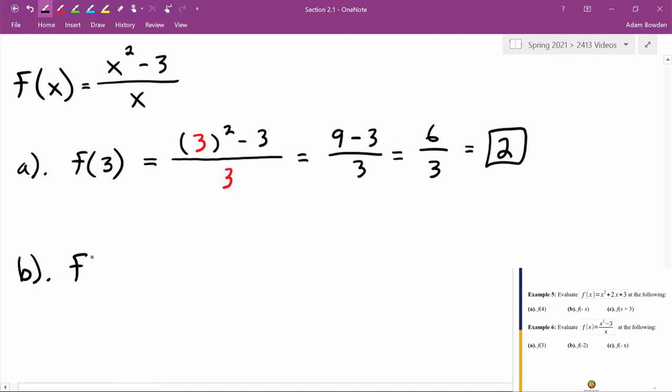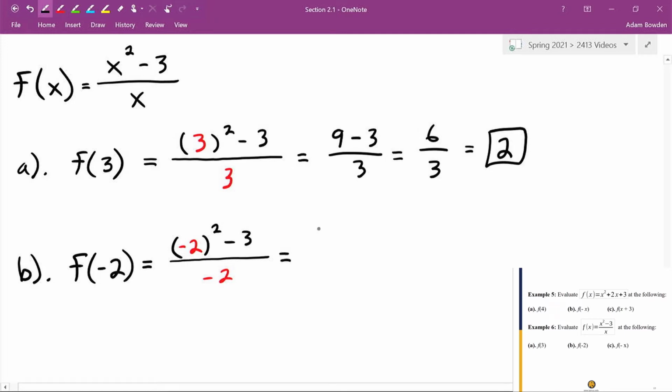Let's also try doing f of negative 2. And this is a good one if you'd like to pause the video and try this on your own, and see what you get for calculating f of negative 2. Like the last one, we're going to substitute in negative 2 for x. And so it looks something like this.